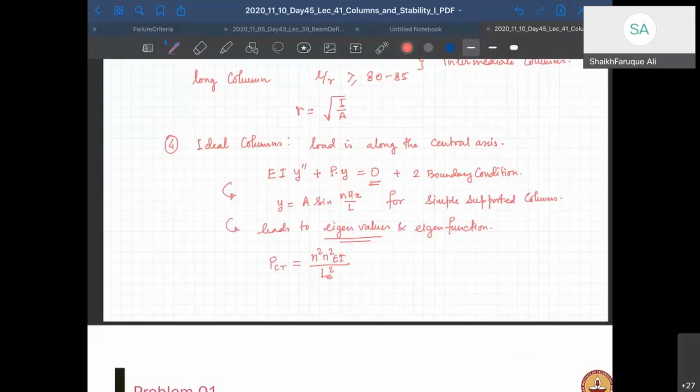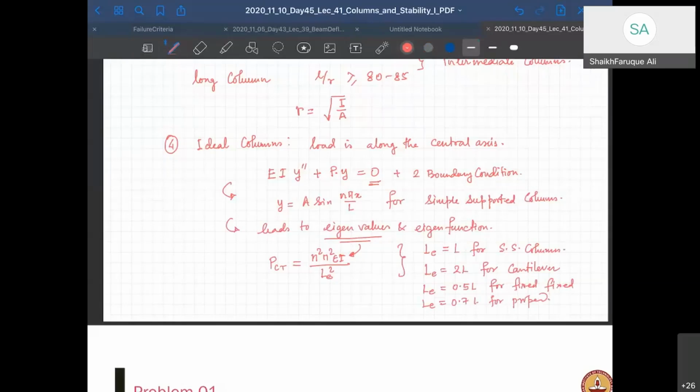N square pi square EI by L square for... and we saw that LE is equal to L for simply supported columns, LE is equal to 2L for cantilever, LE is equal to 0.5L for fixed, and so on and so forth. LE is equal to 0.7L for propped, right? This is what you saw, and you had a few questions on this, right?